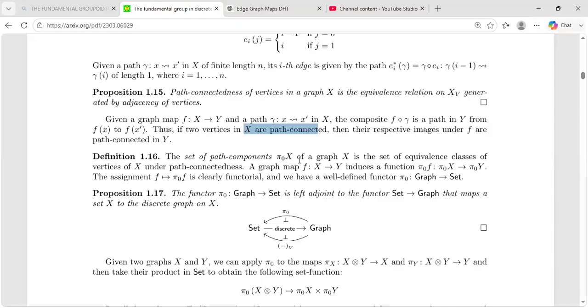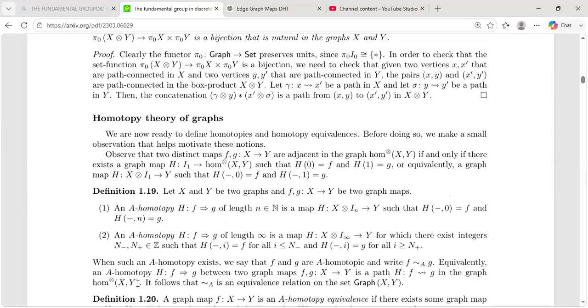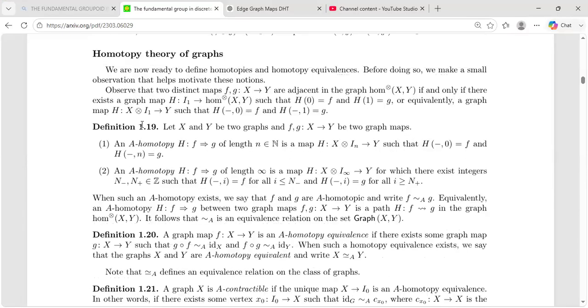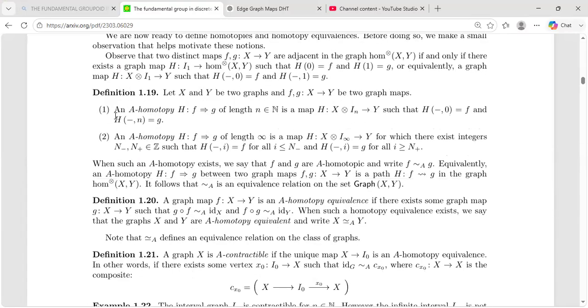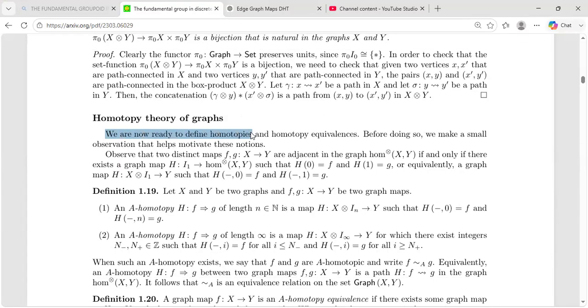अच्छा, यहाँ पर कुछ प्रोपोजिशंस हैं, इनको हम बाद में स्टडी करेंगे। Let's study this paragraph, homotopy theory of graphs. ये कह रहे हैं कि we are now ready to define the homotopy and homotopy equivalence, ओके। So before doing so we make an observation that helps motivate these notions. Observe that two distinct graph maps f और g from x to y are adjacent according to the internal hom definition.